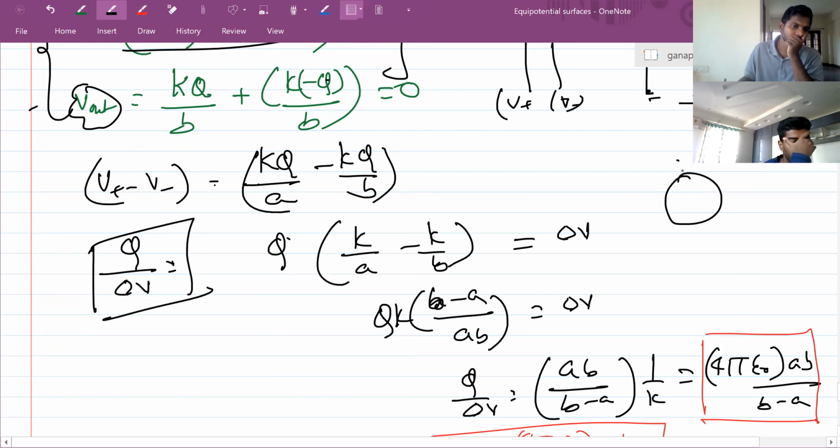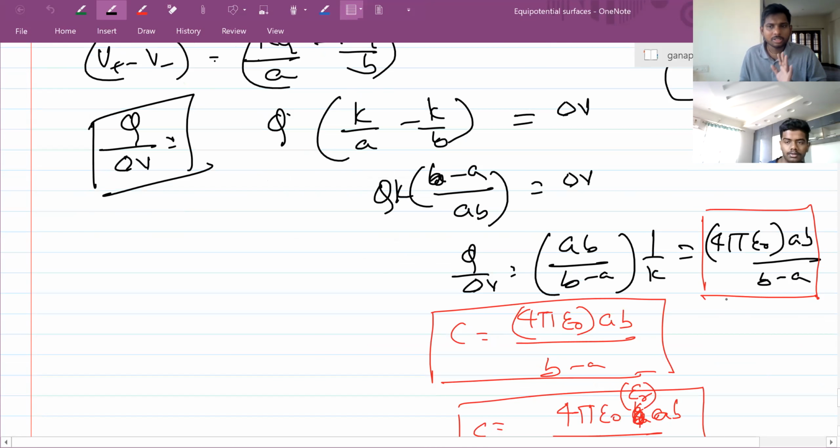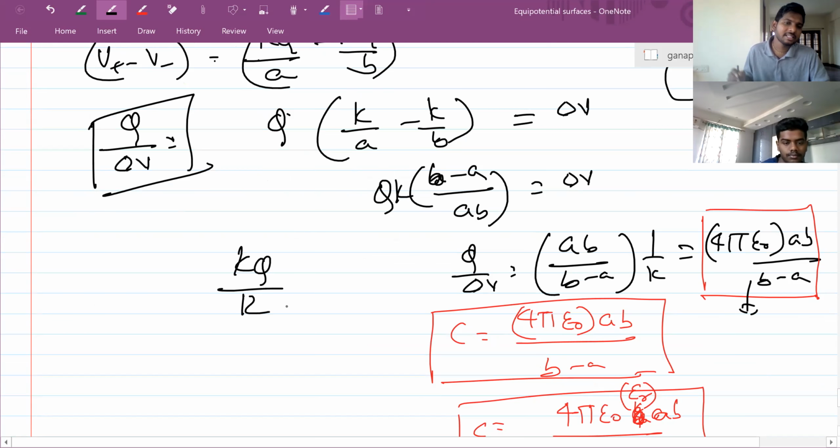C is equal to Q by V. But the second sphere you consider at infinity because you need to write the potential difference between the first plate and the second plate. So you keep Q by V, where V is equal to KQ by R. I'll tell you a shortcut, I'm not doing the derivation. Potential at infinity is zero, so the potential difference is KQ by R minus zero.